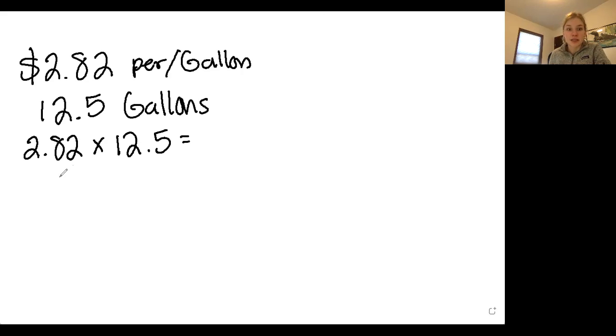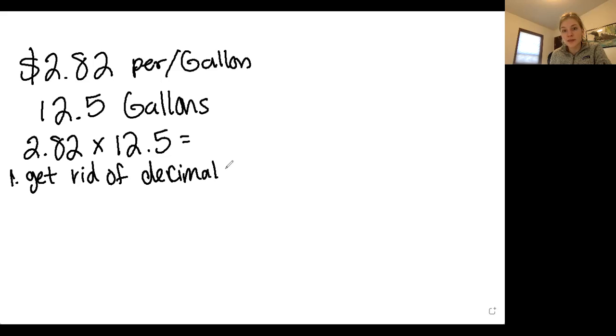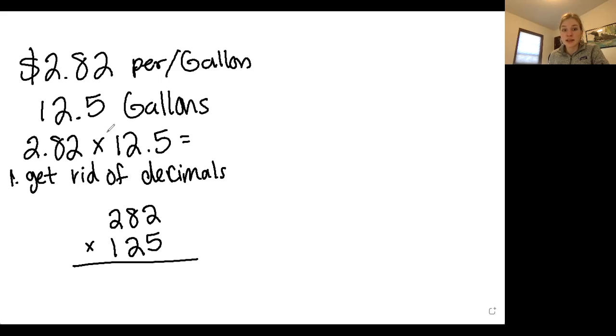So let's go ahead and stack these up. The first step here is to get rid of decimals. We will add them back at the end. So let's do 282 times 125. And we line them up like we would normally. If you get rid of the decimals and pretend your last digit is in the ones place, that's how I want you to line it up. So now we just multiply like normal. And if you are used to this way, this should come back to you.